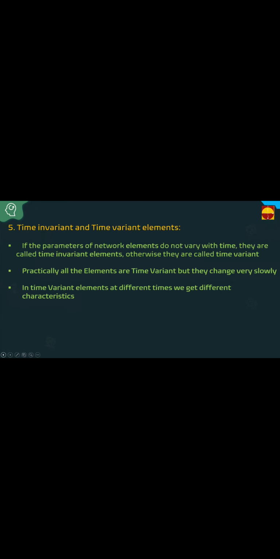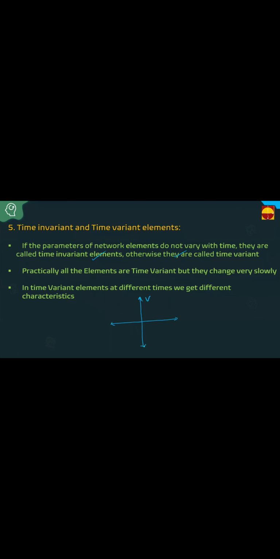Then the last one is time invariant and time variant elements. The name itself indicates that if the parameters of network elements do not vary with respect to time, they are called time invariant elements. Otherwise, they are called time variant. Practically, all the elements are time variant, but they change very slowly. In time variant elements, at different times we get different characteristics.